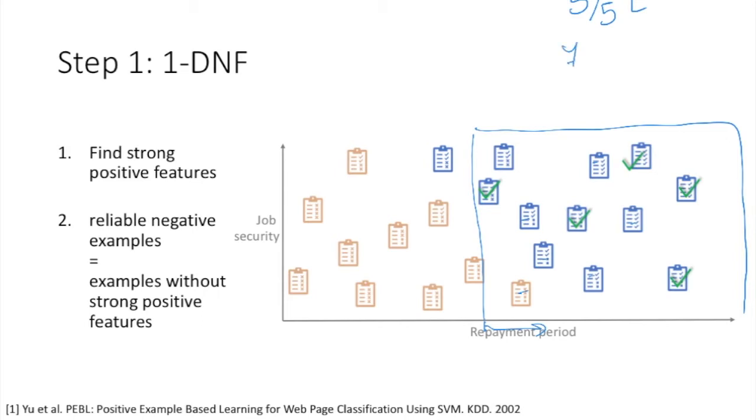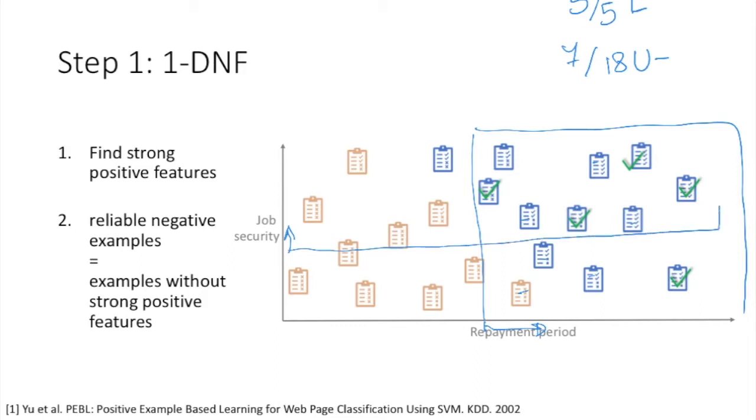It occurs in 7 out of the 18 unlabeled examples. So here it occurs for less than half of the examples, while for the labeled ones it occurs for all of them. So this is a strong positive feature. Another strong positive feature that we could find is based on the job security. It would be everything higher than this value.